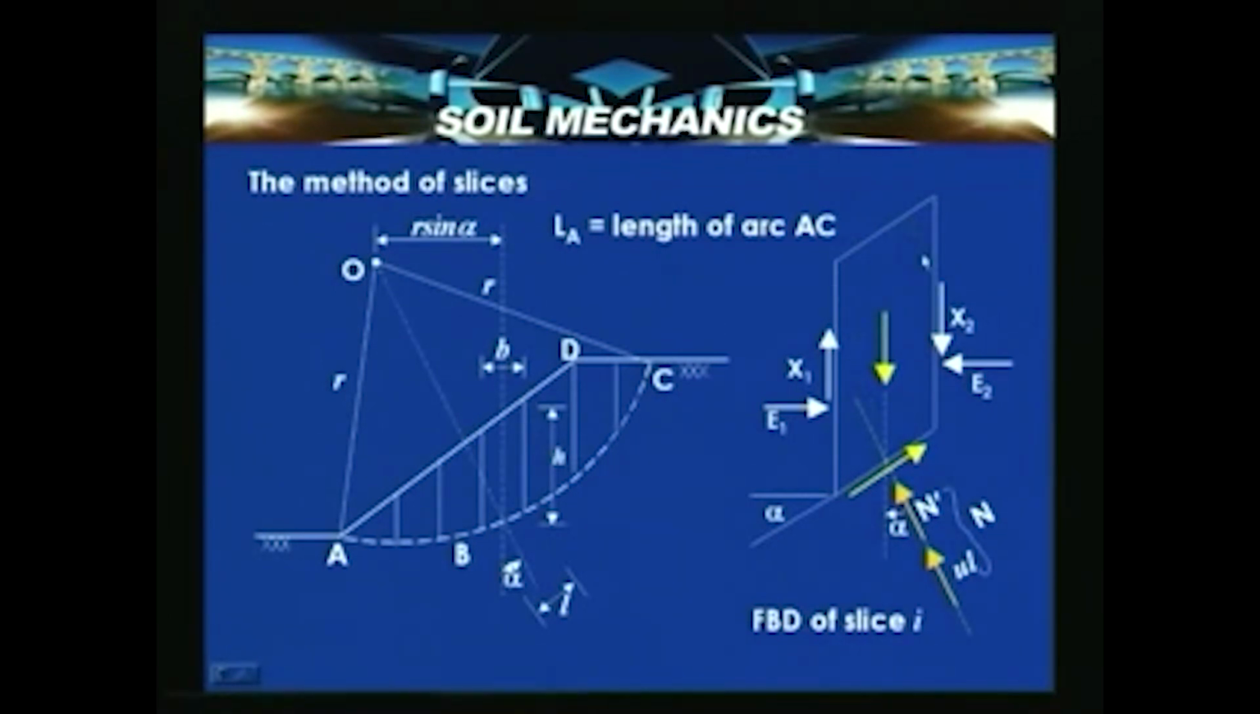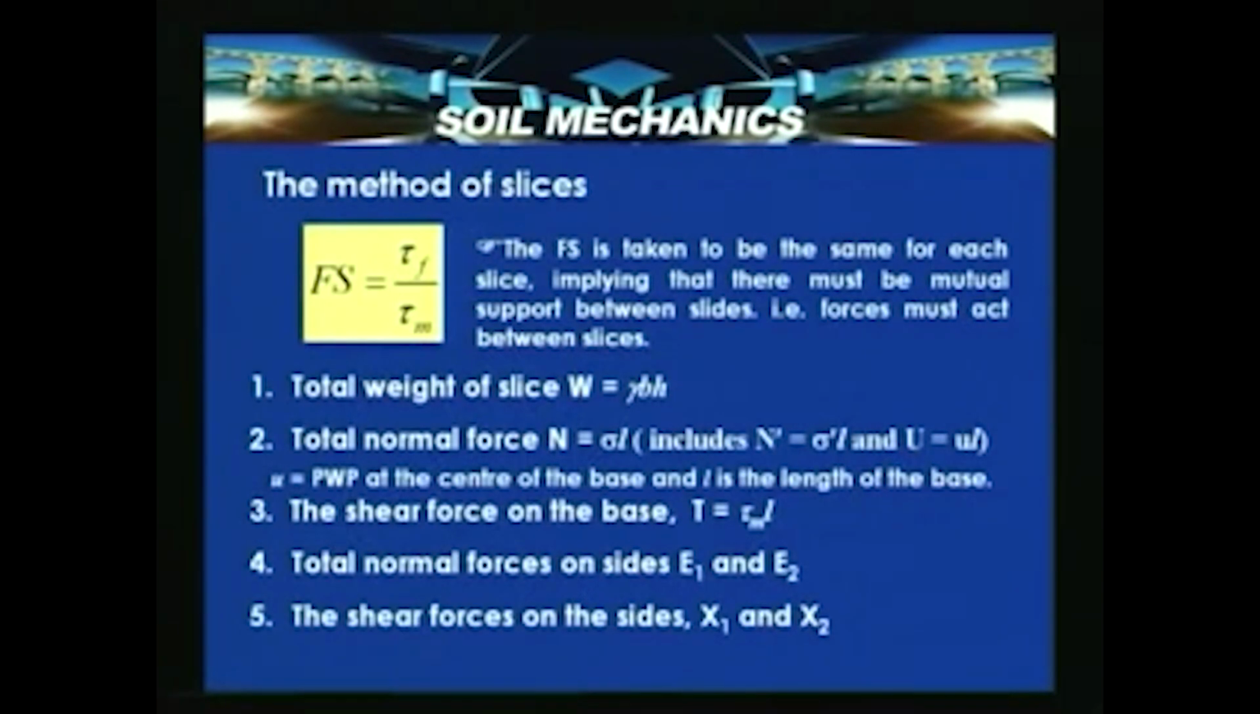So, if gamma happens to be the unit weight of the soil material, suppose there are say 5 different types of soils with different unit weights, say gamma 1, gamma 2, gamma 3, gamma 4 and gamma 5, we can determine its composite weight by considering the portions of the soils which are involved in a particular slice. So, with that total weight W can be determined as gamma b into h.